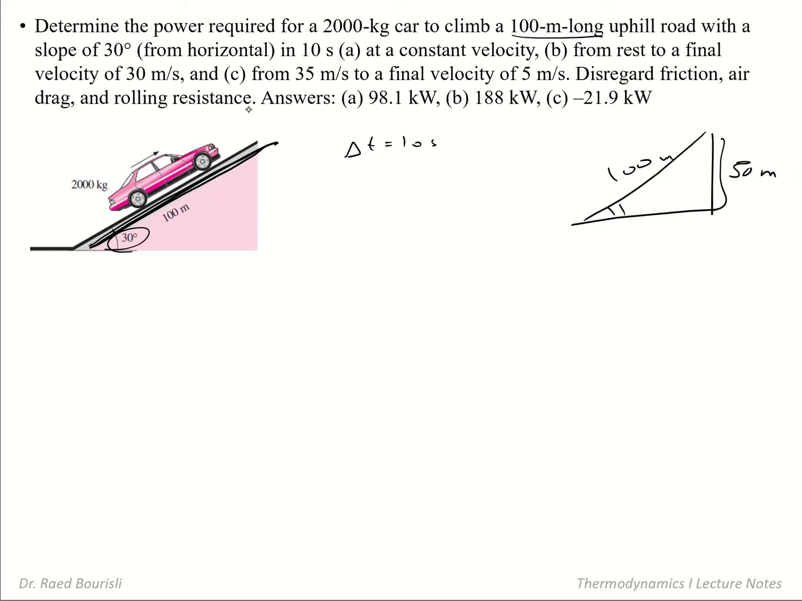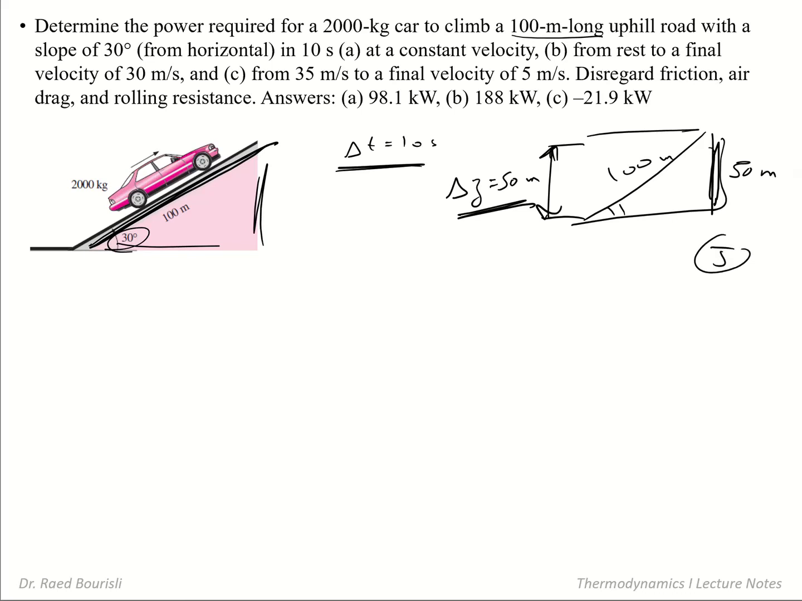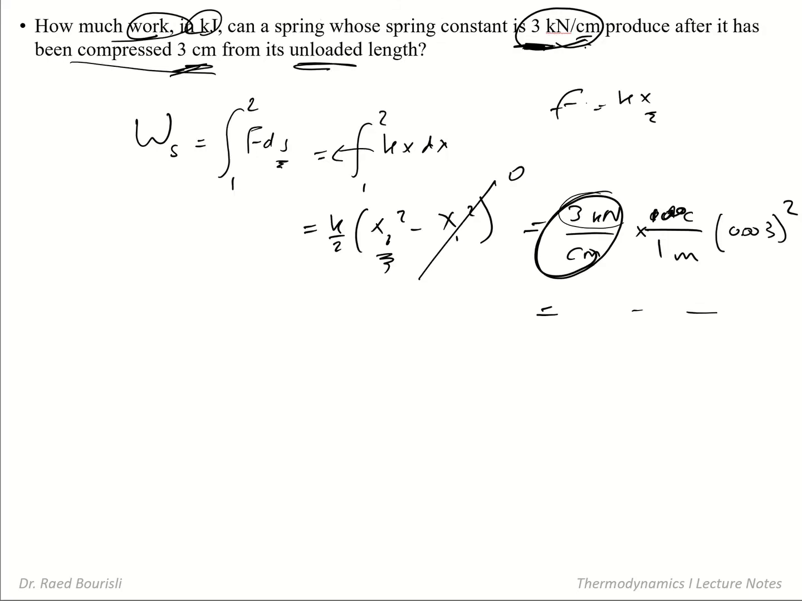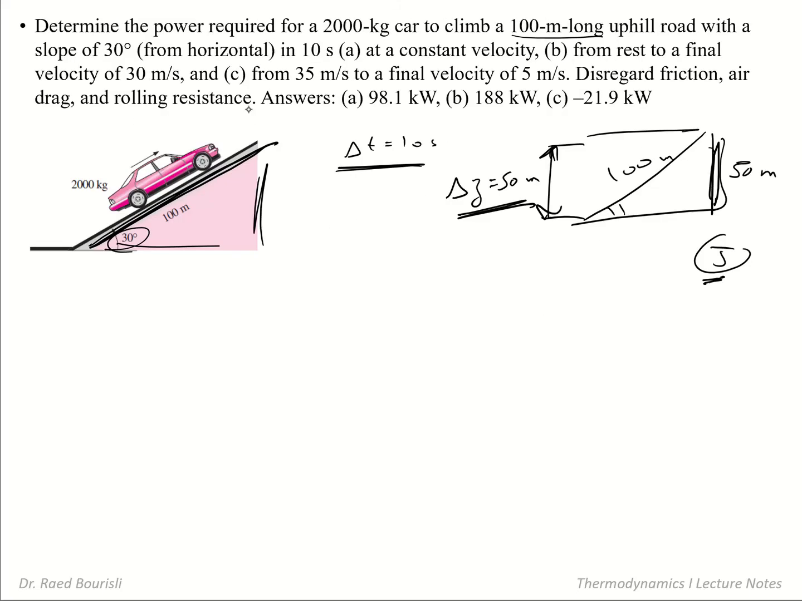Sine 30 is 0.5, and cosine 30 is square root of 3 over 2. Okay, so this is 50. So for the climb, if you need to do potential energy, delta z is equal to 50 meters. Again, never forget joules and the kilojoules that we saw earlier. So we want the power. This is why it gave us the time.